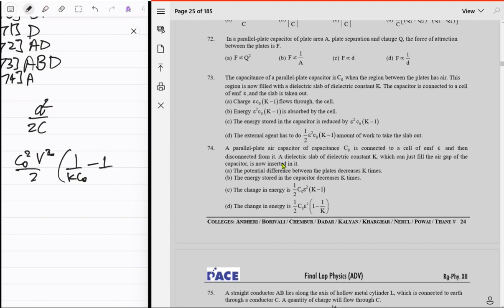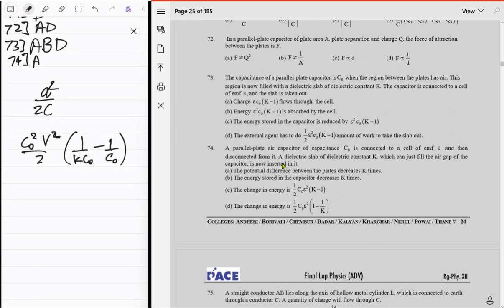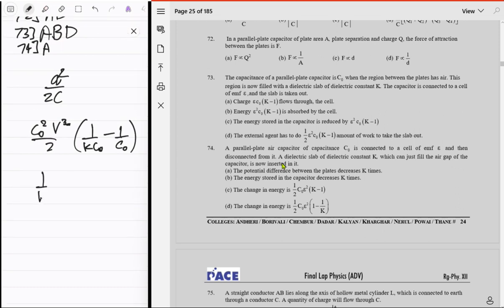And the old capacitance was C naught, right? That's the change in energy, which is 1 upon k minus 1 times C naught V squared upon 2. That's the change in energy of our capacitance. And this is positive, so this much energy had to be inserted. The potential difference between the plates is about k times; energy stored in the capacitor decreases k times, because the new energy is just 1 upon k of the previous one.